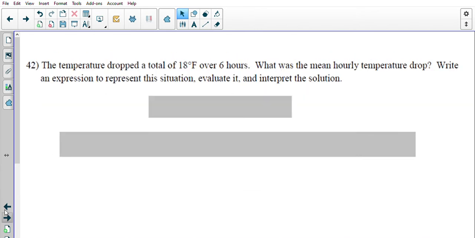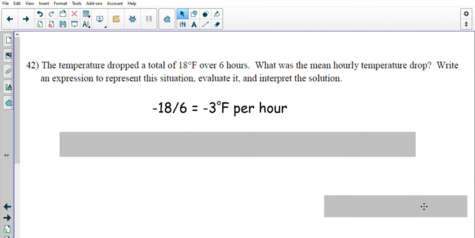All right, so 42, 43, I think are a little bit easier. The temperature dropped a total of 18 degrees Fahrenheit over 6 hours. What was the mean hourly temperature drop? Write an expression to represent this situation, evaluate it, and interpret the solution. So a drop of 18 degrees is going to be negative 18 divided by 6 for the 6 hours.